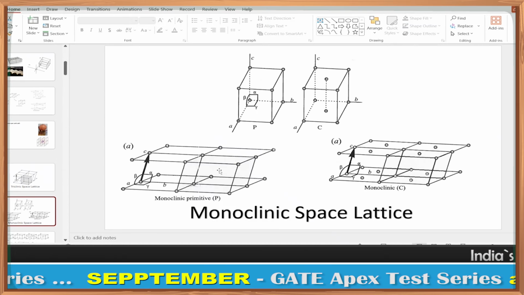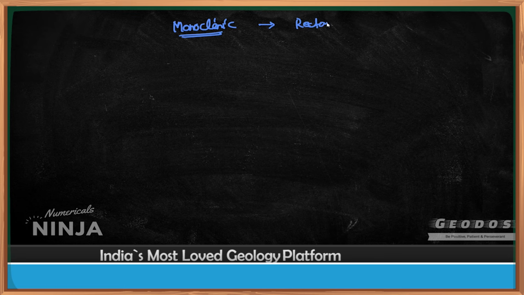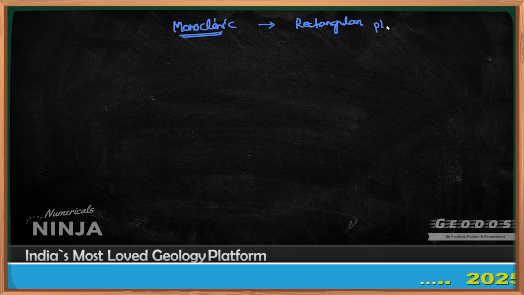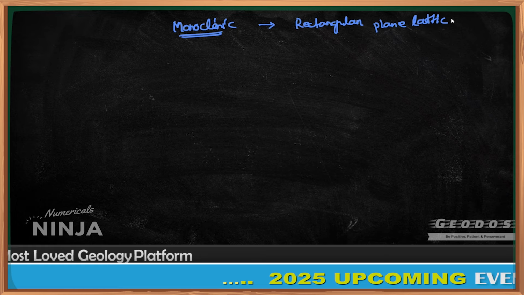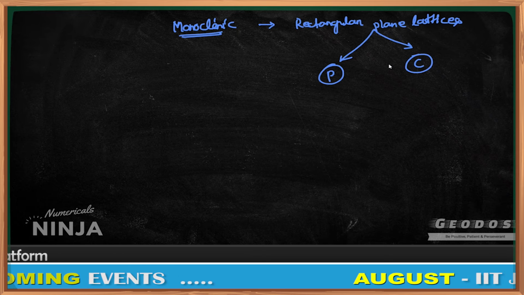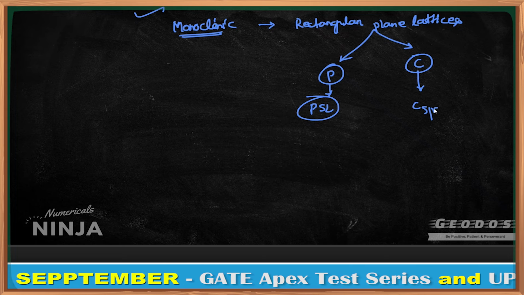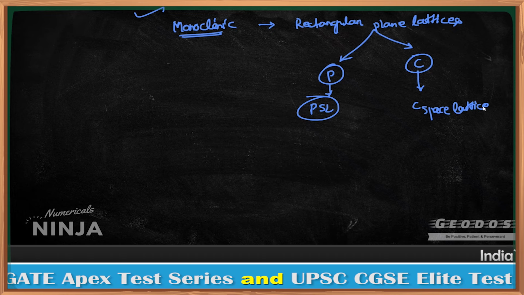And in case of the monoclinic, there are two types. Let me first tell you what happens in monoclinic cases. In monoclinic it is basically produced by rectangular plane lattices. There are two types of rectangular plane lattices. One is your primitive, another is your centered. The same thing happens here. In the primitive case, we get primitive space lattices under the monoclinic crystal system, and in the centered case, we get centered space lattices.